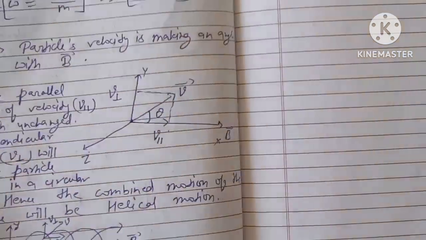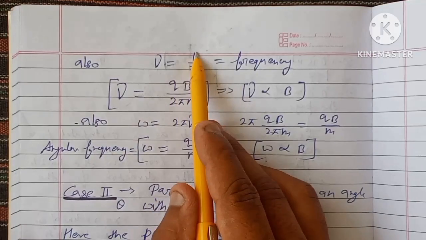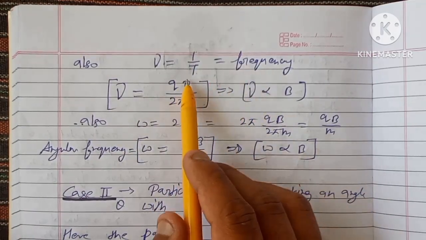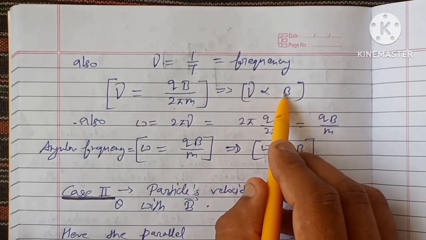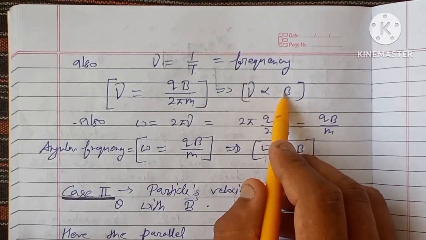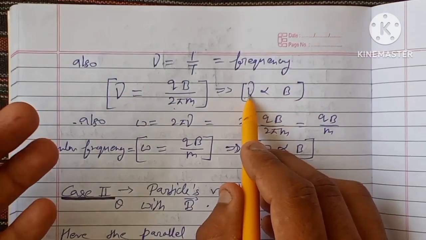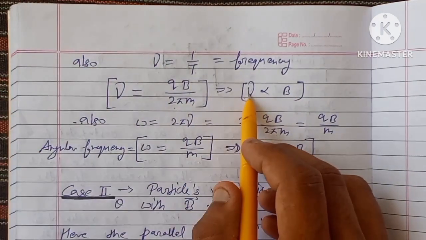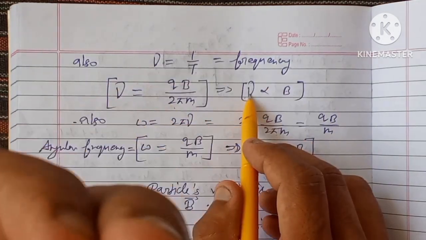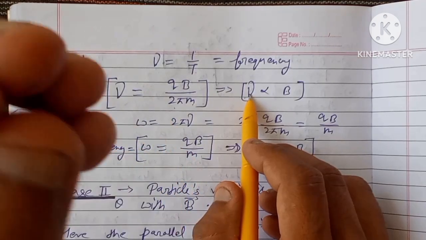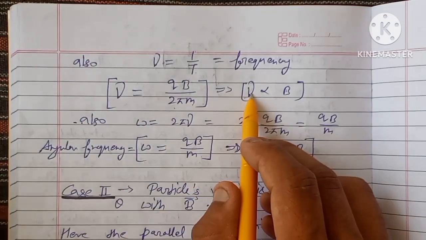Another point which we can conclude from here is that since nu is your frequency, and nu is proportional to 1 by T, so frequency is just the reverse of the time period, that is qB by 2 pi m, and frequency is directly proportional to B, the magnetic field. If the magnitude of the magnetic field is larger, then the frequency will also be larger. And what is frequency? Frequency is how many revolutions a charged particle makes in 1 second. So if B is bigger, the number of revolutions will increase.